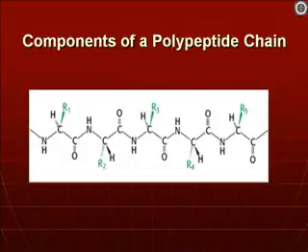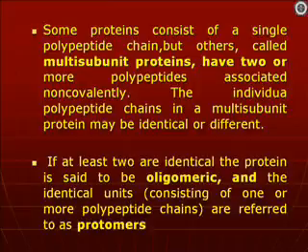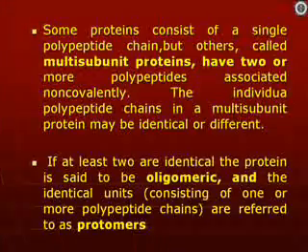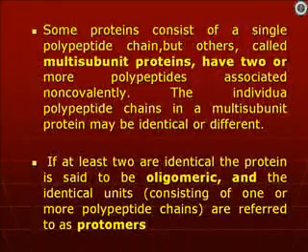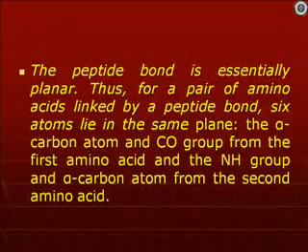Proteins may have thousands of amino acid residues. Although the terms protein and polypeptide are used interchangeably, molecules referred to as polypeptides generally have molecular weight below 10,000, and those called proteins have higher molecular weight. Some proteins consist of a single polypeptide chain, but others are multi-subunit proteins, having two or more polypeptides associated covalently. The individual polypeptide chains in a multi-subunit protein may be identical or different. If at least two are identical, the protein is said to be oligomeric, and the identical units are referred to as protomers.